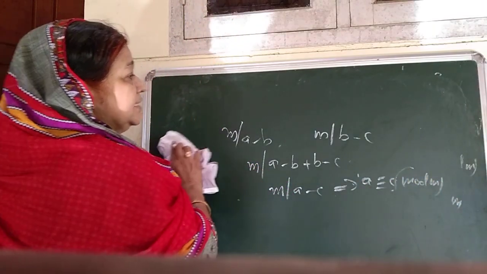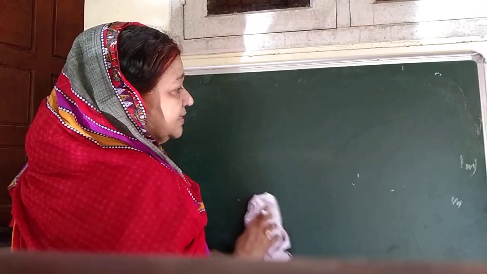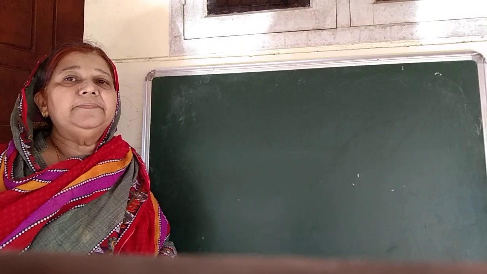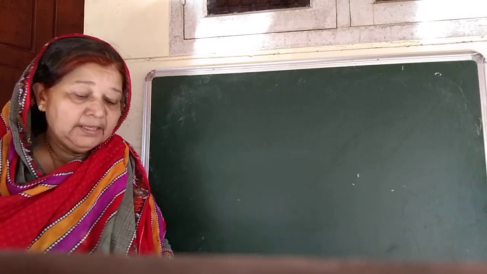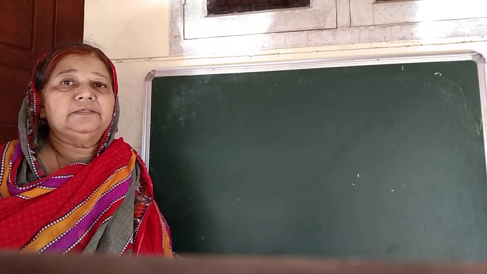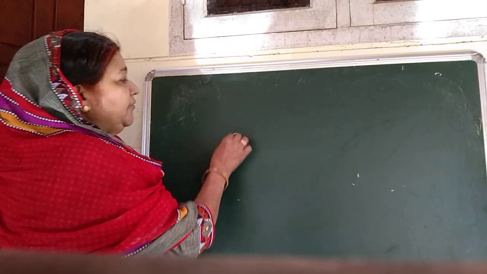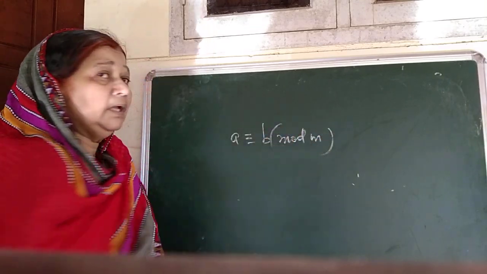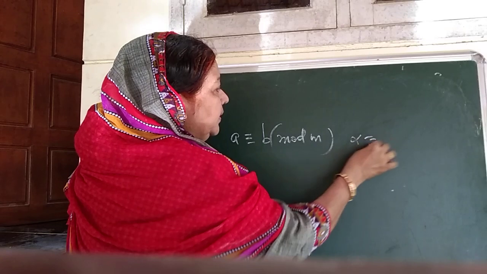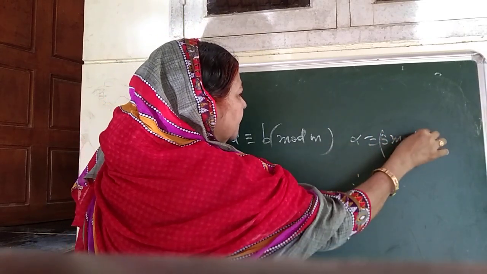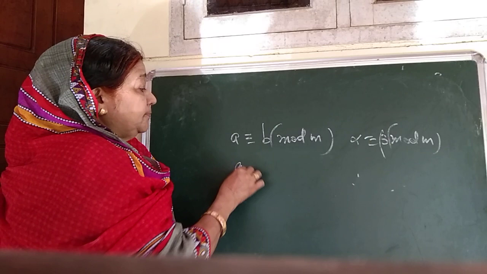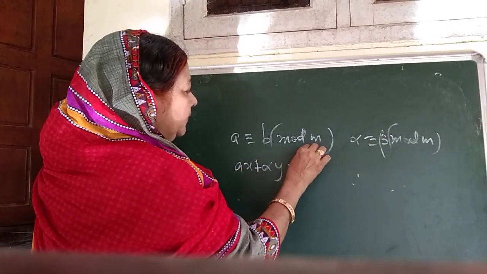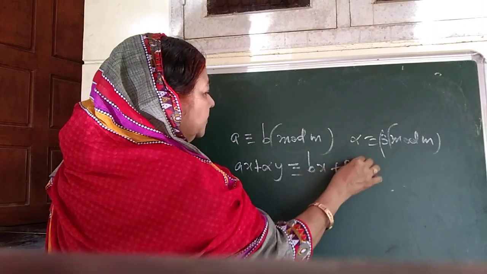Therefore, this relation is symmetric, reflexive and transitive. Therefore, we can partition the set of integers by means of this congruency relation. Then let us discuss more properties. The first property is, if a is congruent to b mod m and alpha is congruent to beta mod m, then a x plus alpha y is congruent to b x plus beta y mod m.